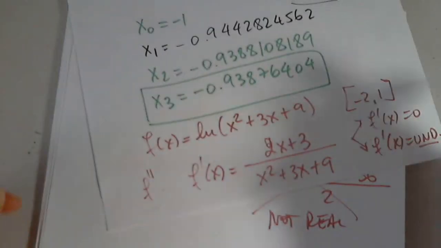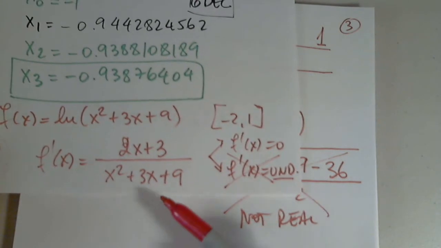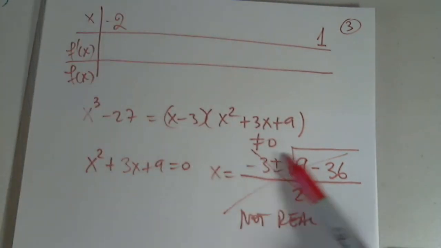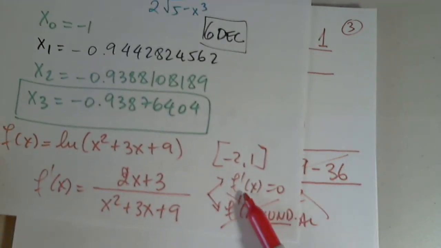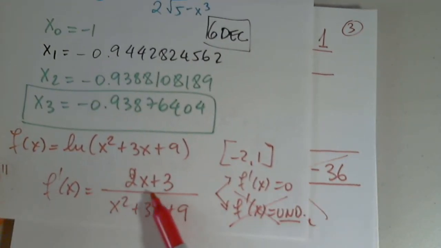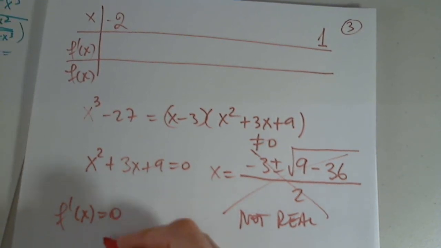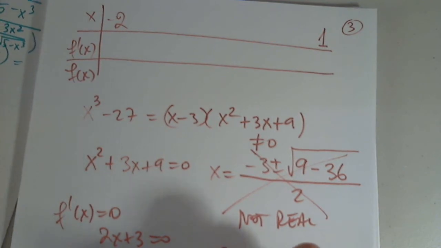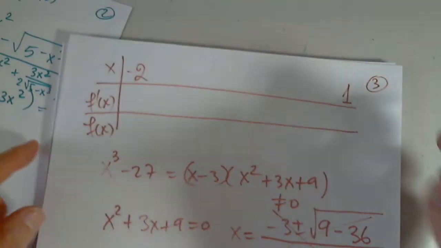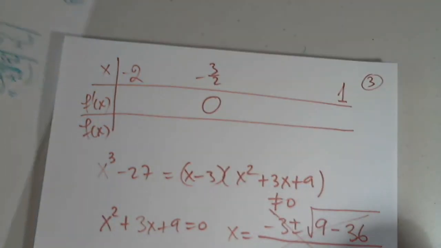So no critical numbers will come from this, because the denominator is never 0. Imaginary solutions. However, f prime could be 0, which means 2x plus 3 is 0. So f prime of x is 0, which means x equals -3/2. So -3/2 is the only point I care about.